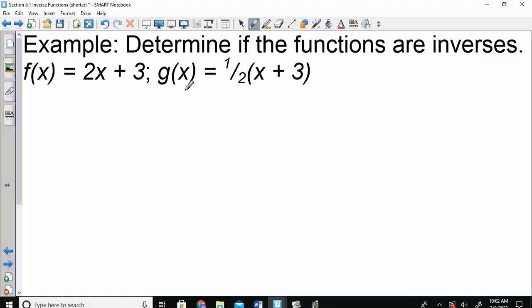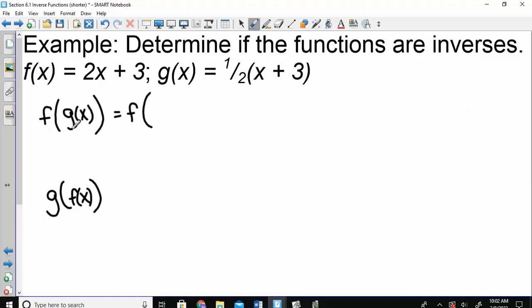So what we are going to do is check to see if I do both operations, do they cancel each other out? You do actually have to check both. So we're going to do f composed with g and g composed with f. And what answer do I want both times? X. If I get anything else, they're not inverses. If both turn out to be x, they are inverses.